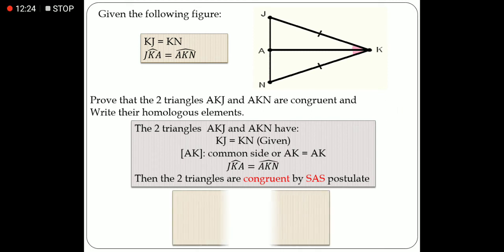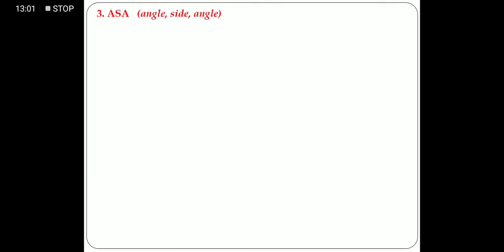What are the homologous elements? Since they are congruent, I can say here that JA equals AN. If I fold this triangle over AK and rotate them onto each other, it fits exactly. So JA equals AN, they are homologous elements. Now we still have this angle JAK equal to KAN and HJK equal to ANK. These are the homologous elements that I should mention.